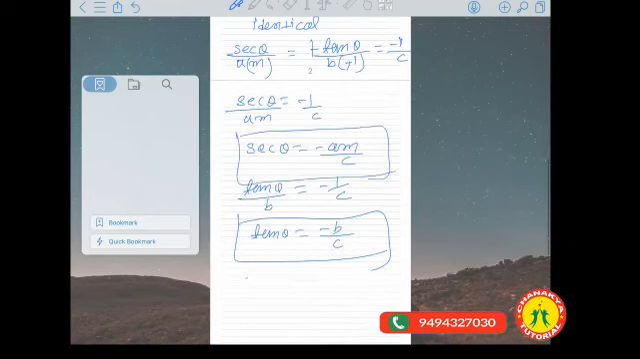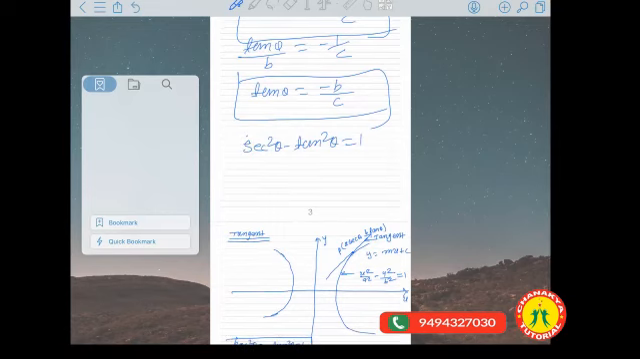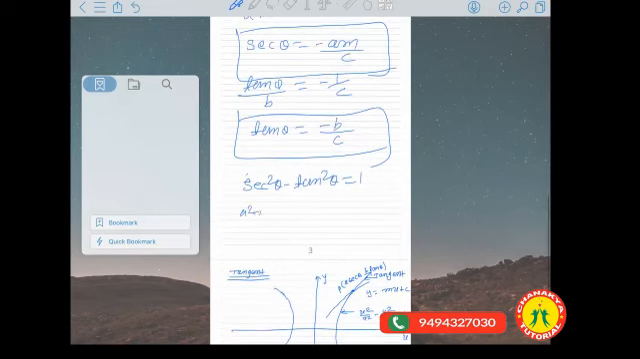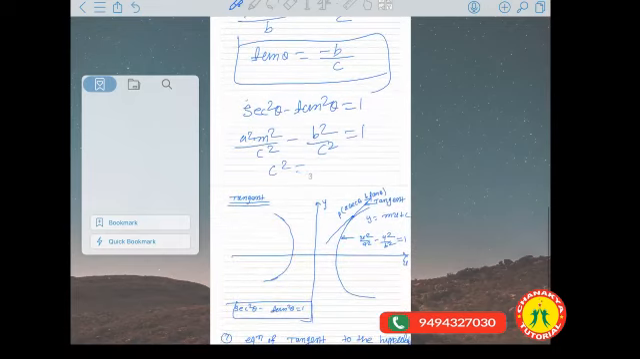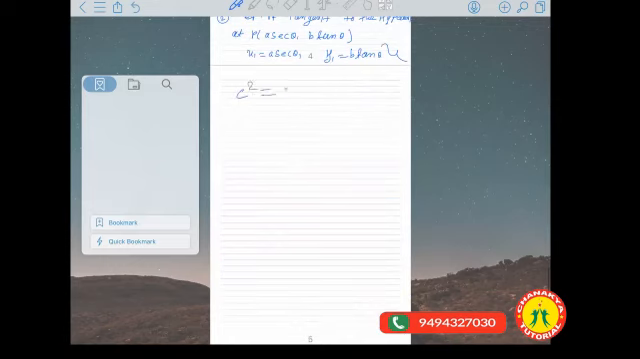If you know the tan theta and sec theta, we can apply an identity formula: sec squared theta minus tan squared theta is equal to 1, right? So this will be the identity equation. We know sec theta is a square m square by c square, and tan theta is b square by c square, so a square m square by c square minus b square by c square is equal to 1. So we get c square is equal to a square m square minus b square, right?